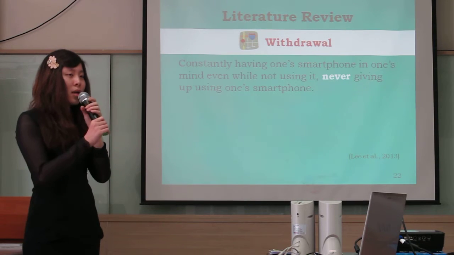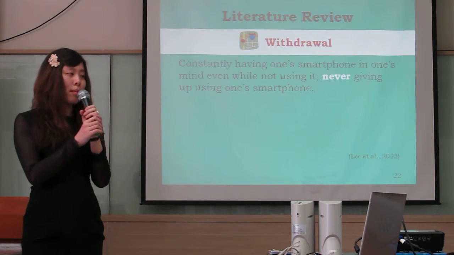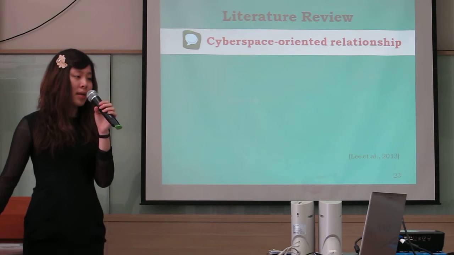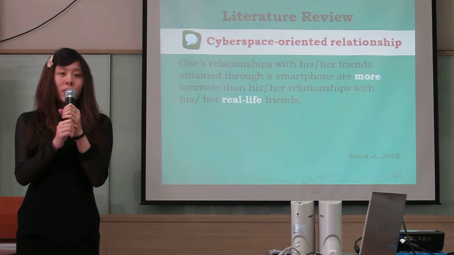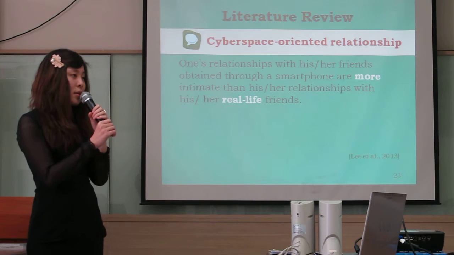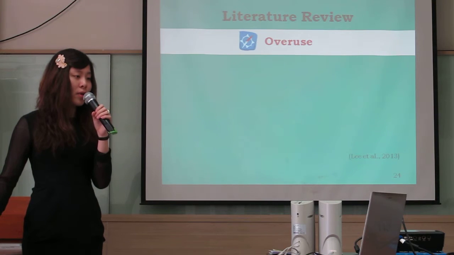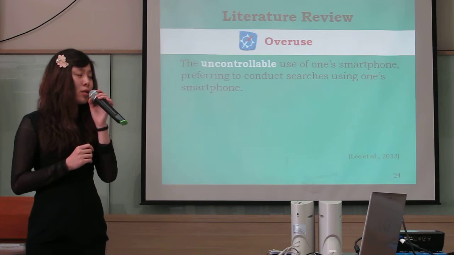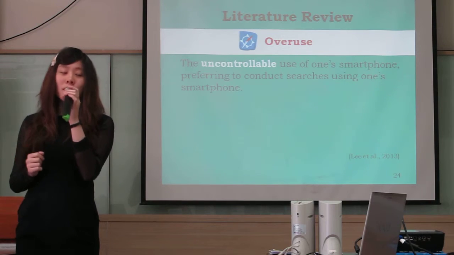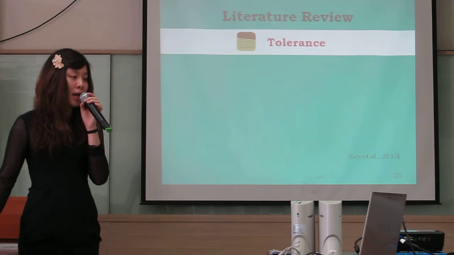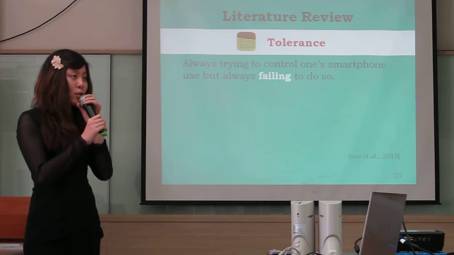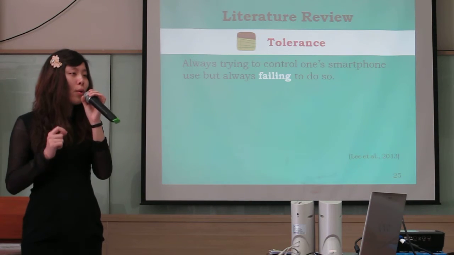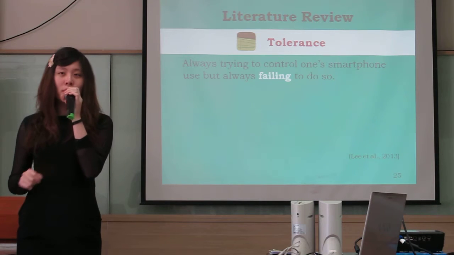And withdrawal means that you have your smartphone in your mind even when you are not using it. Cyberspace-oriented relationship means that your smartphone buddies understand you better than your real-life friends. And overuse means that you feel the urge to use your smartphone right after you stop using it. And tolerance means that you should shorten your smartphone use. You always think that you should shorten your smartphone use, but you always fail.